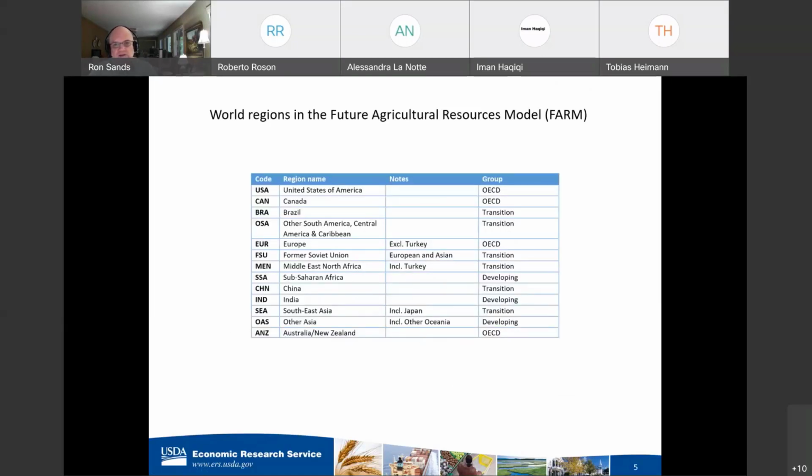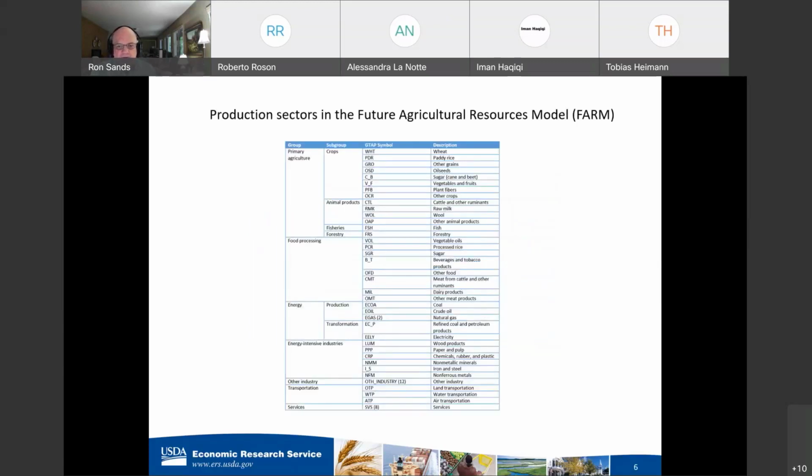So these are the world regions that I've set up in the FARM model. These 13 world regions are the same that are used by the AgMIP model comparison study. AgMIP stands for Agricultural Model Intercomparison and Improvement Project. So I use this regional disaggregation a lot, just pretty much for everything I do.